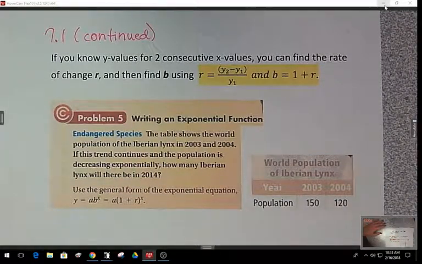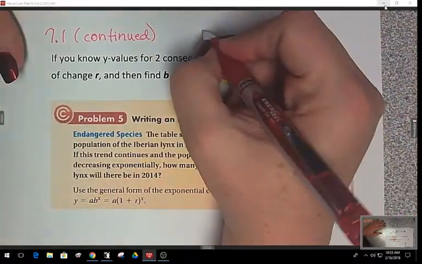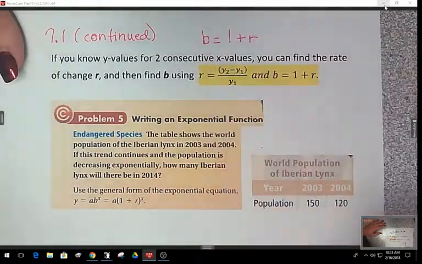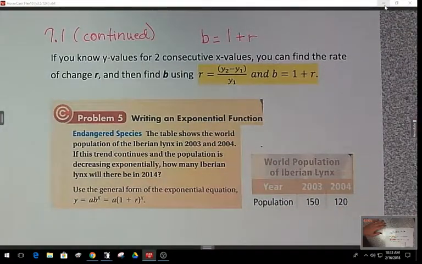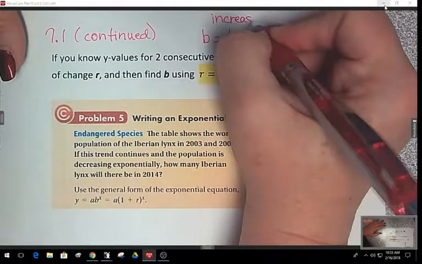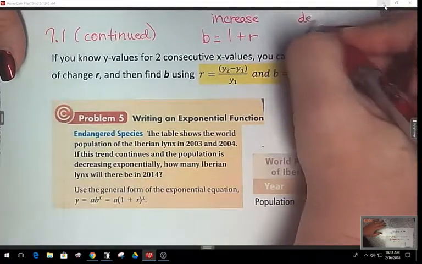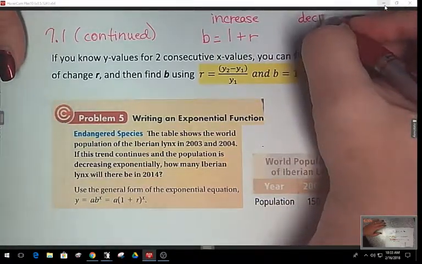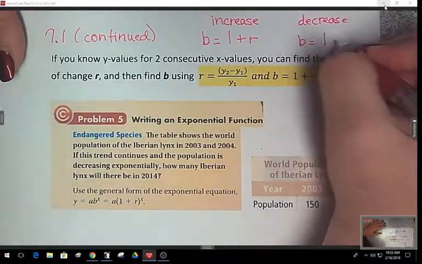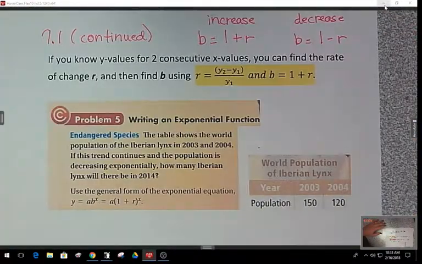So now, what I need you to remember from the other day is that b, if we're talking about rates, b is equal to 1 plus r, okay, if it's an increase. If it is a decrease in value, b is going to be equal to 1 minus r.